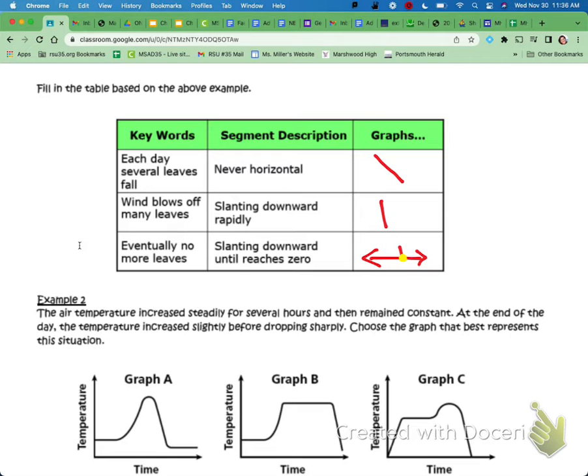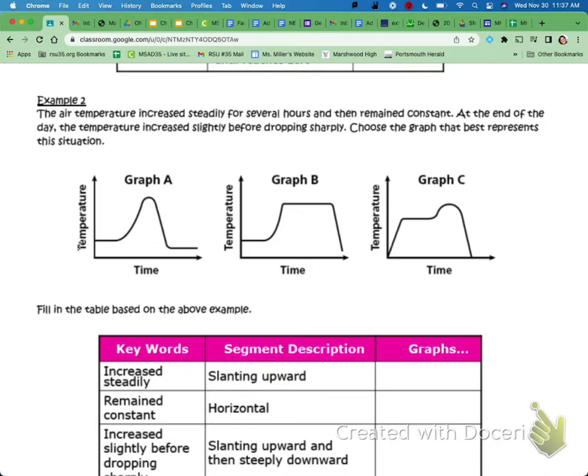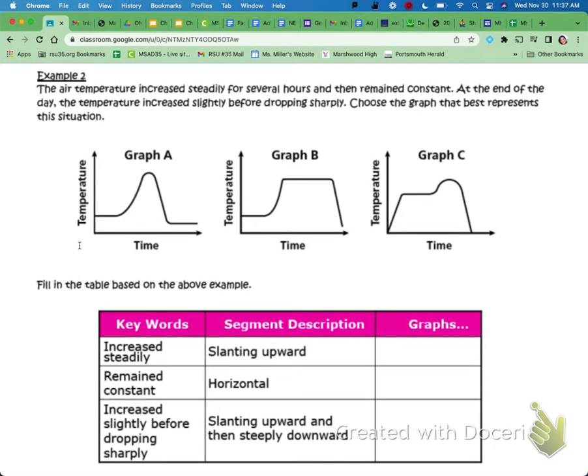Good? All right, example 2. The air temperature increased steadily for several hours, then remained constant. At the end of the day, the temperature increased slightly before dropping sharply. Choose the graph that best represents this situation. Let's fill in the table first this time before we make our decision.